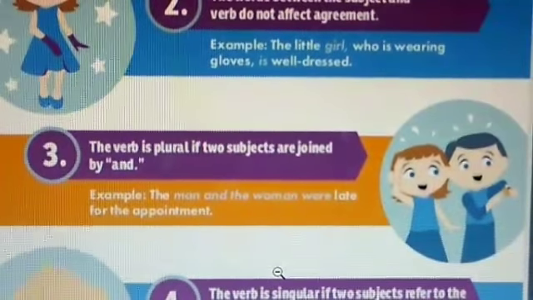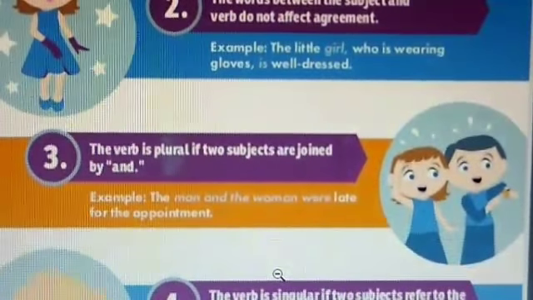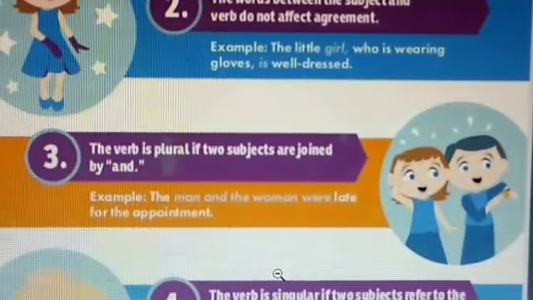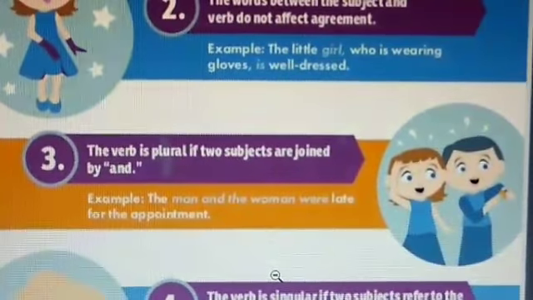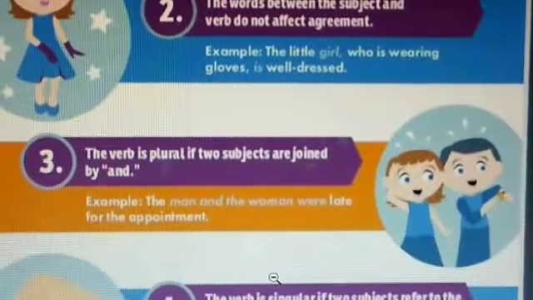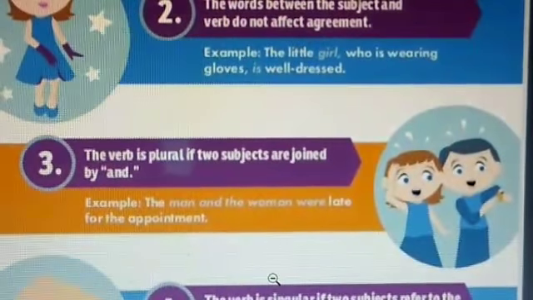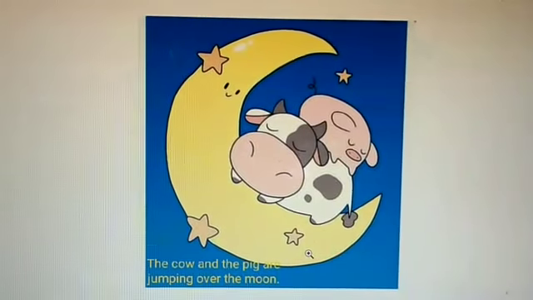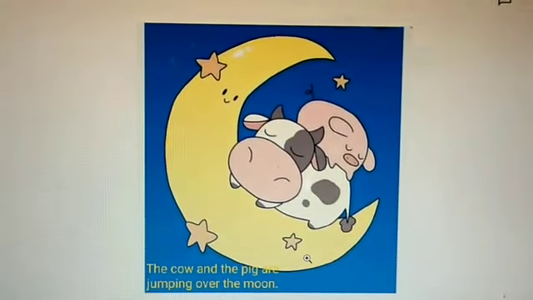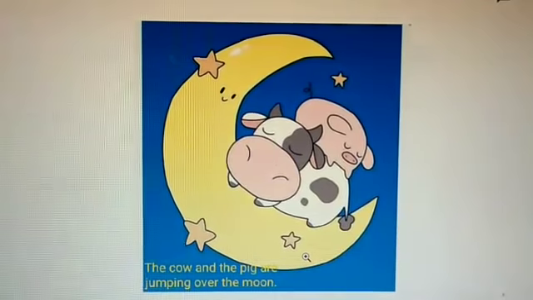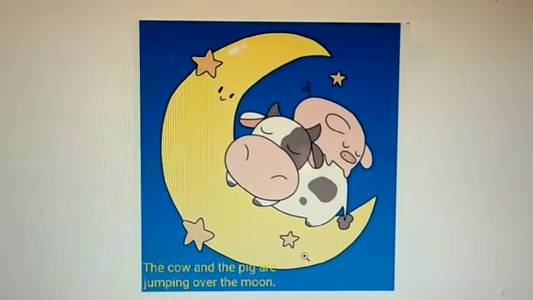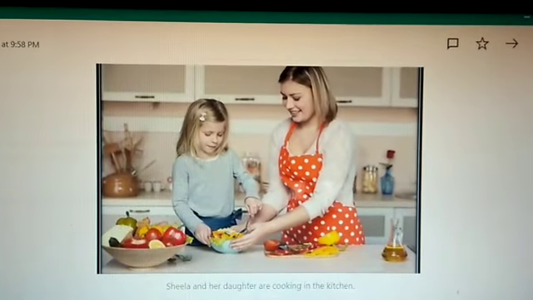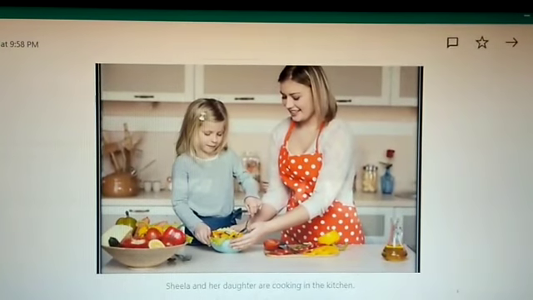The third rule is the verb is plural if two subjects are joined by and. So, if two subjects are joined by and, they typically require a plural verb. Okay, example you see. The man and the woman were late for the appointment. You see, both of them were late. Some more examples we shall see. The cow and the pig are jumping over the moon. You see, the cow and the pig, two subjects joined by and, are jumping over the moon. Next you see, Sheila and her daughter are cooking in the kitchen.